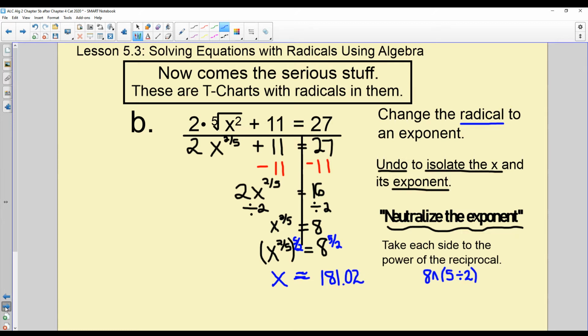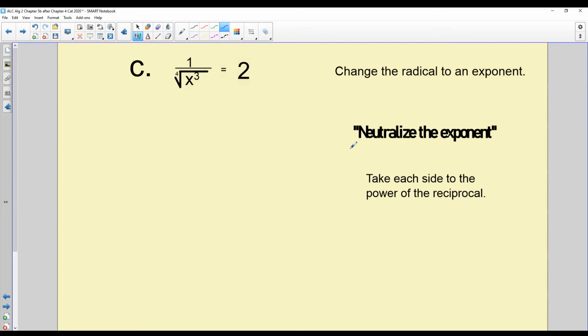Okay, I have one more example for you. This one actually looks scarier, but do you notice I don't have a lot of steps in here? So let's take some solace in that. Okay, first thing we're going to do is change the radical to an exponent. So I still have the 1 over, and I still have the equals 2. What I don't have is this radical anymore. So the question is, is this x to the 4/3 or x to the 3/4? The correct answer is 3/4.